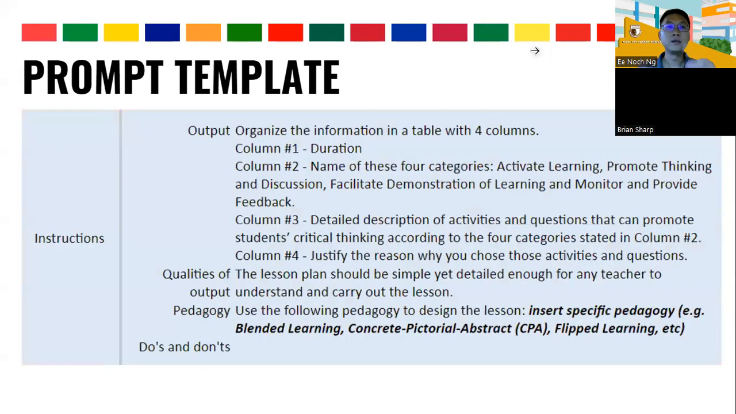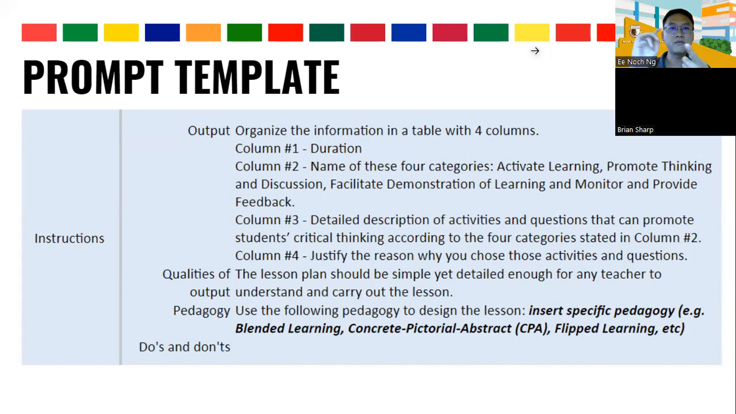Next, context. So this is the context part of the framework. I want it to organize the information in a table with 4 columns. Now, this is not a requirement. If you don't put it, AI will just generate it as a list. But I feel that columns help you to see things better, and most of our lesson plans are in column form anyway, so it's something we are used to, right?